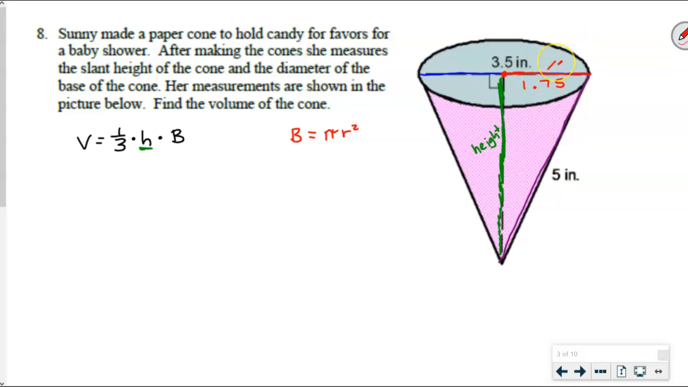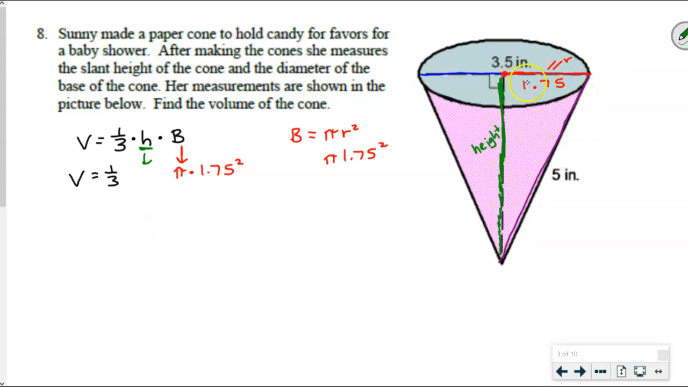So let's first find the area of this circle. How do we do that? Pi times the radius squared. So the radius is 1.75. We're going to square that and multiply it by pi. We're not actually going to type that in just yet. But what does this b actually represent? It's going to be pi times 1.75 squared. We're almost ready to use this formula. We just need to find the height, right? How do I find the height?